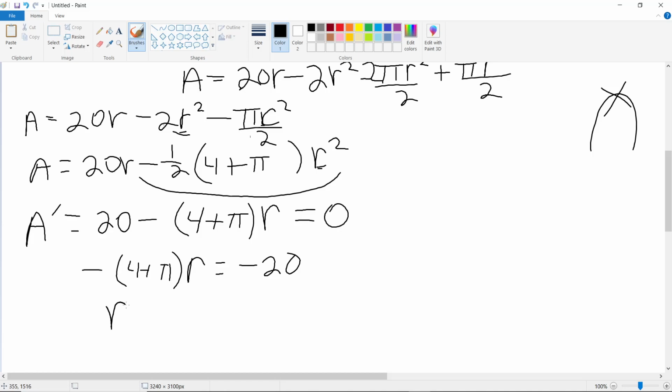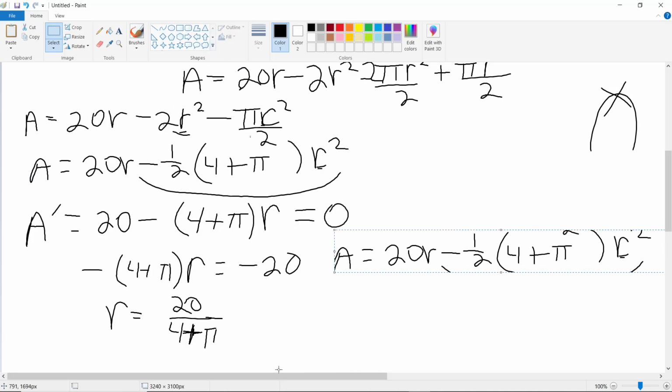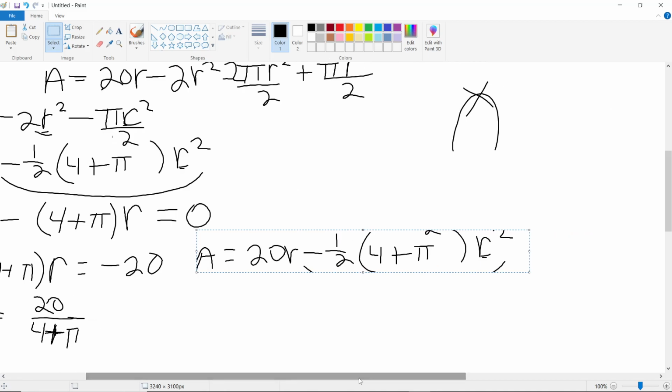And so r equals 20 over 4 plus pi, the negatives cancel out. So that's the radius, 20 over 4 plus pi. I guess I better write that a little bit better. There, 4 plus pi. Now I will plug that back into the area. Here's the area formula. I will plug that back in to see what the area equals and come up with the answer.